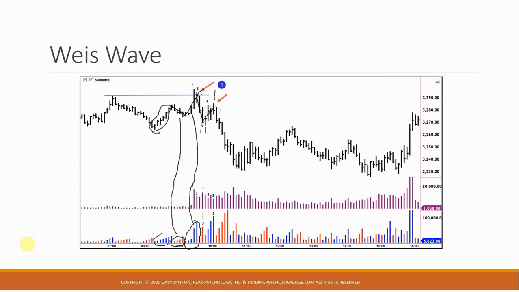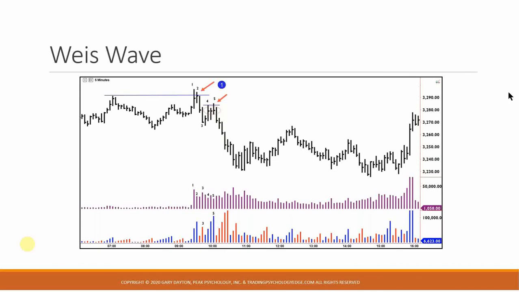This goes to this, and so on, all the way through. Okay, we'll talk about waves in a little bit, or swings. As we come up, we see the hidden upthrust. We also see clustering of closes. We see this large amount of volume on the Weiss wave.